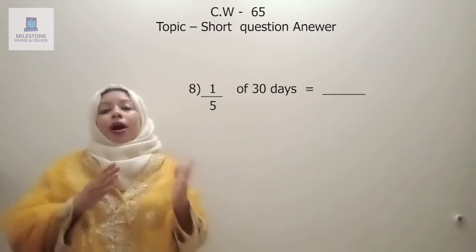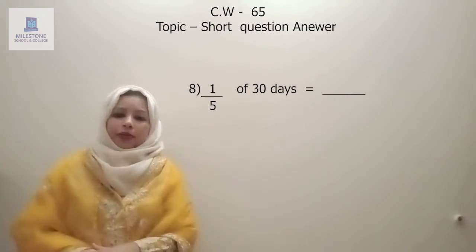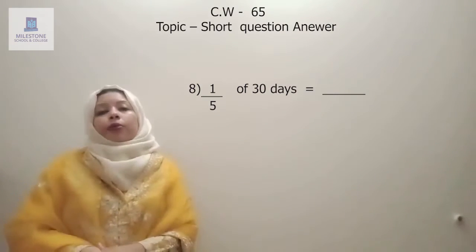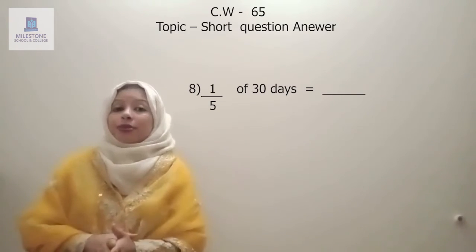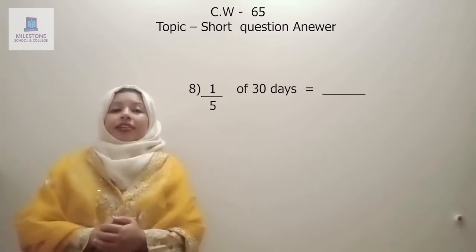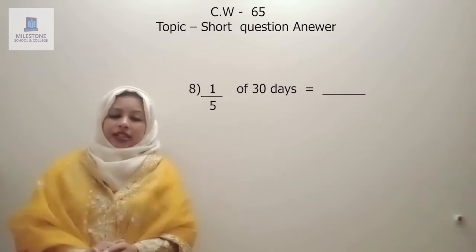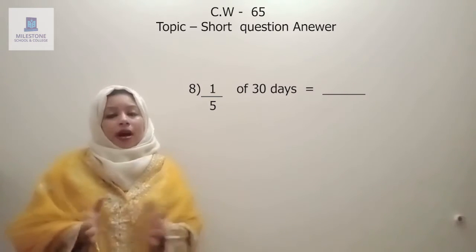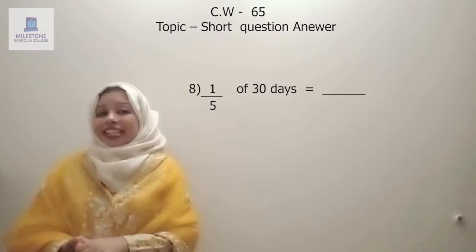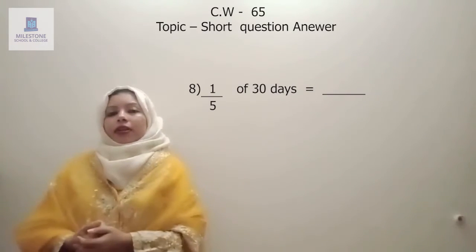Okay. So 1/5 of 30 days means we have to find out how many days. So what should we do here? Here we have to do the division. 30 days, 5 parts will be what? Okay. So how can I find out? By doing the division. So 30 divided by 5.